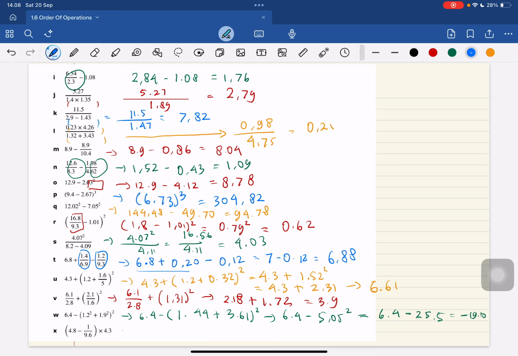Okay, this is the last question. So inside the bracket there is division. Starting with division, 4.8 minus 1 we divide by 9.6 will give us the answer of 0.1, and then multiplied by 4.3. So let's finalize it. 4.8 minus 0.1, so 4.7 multiplied by 4.3, and this will give the answer of 20.19.